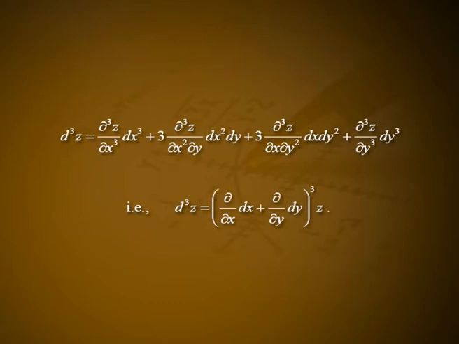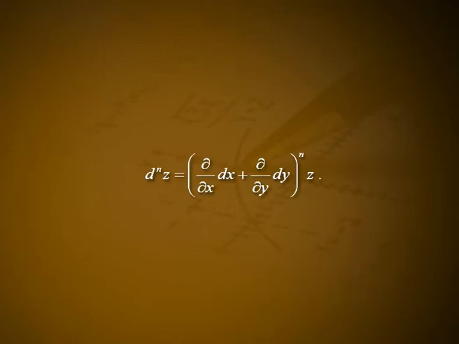That is, d cube z is equal to (∂/∂x dx + ∂/∂y dy) all raised to 3 of z. Proceeding in this manner, we can define successive differentials d⁴z, d⁵z, etc. Thus, the differential of nth order dⁿz exists if dⁿ⁻¹z is differentiable, which implies that all the partial derivatives of the (n-1)th order are differentiable.